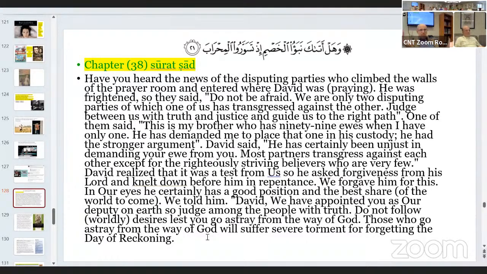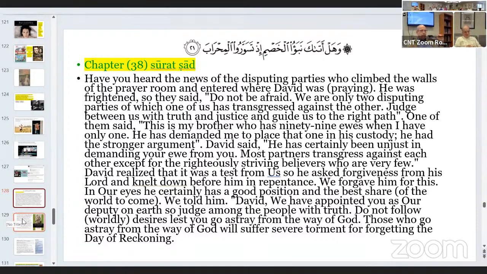So this is a completely different version of the story. There's no Uriah, there's no Bathsheba, there's no sinning, there's no sleeping with her, there's no killing Uriah. The whole lust of David, it's all censored in the Quran. It's like it doesn't exist.